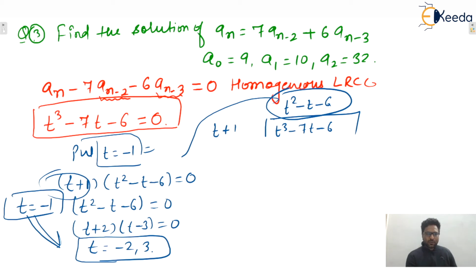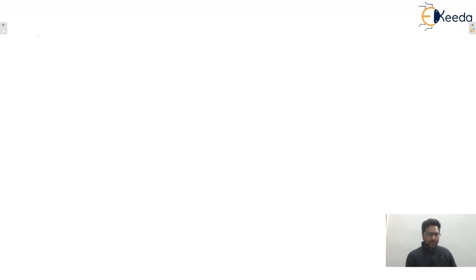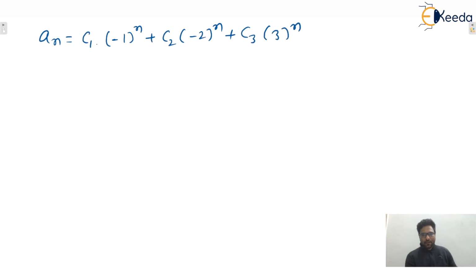So write the general solution. Simple way is there. So how to write the general solution? An becomes C1 into minus 1 raised to power n, plus C2 into minus 2 raised to power n, plus C3 into 3 raised to power n. Let's say this is equation 1. Now three conditions are given to you. Initial conditions: a naught equals 9 and a1 equals 10, and a2 equals 32. These are the initial conditions given in the question.